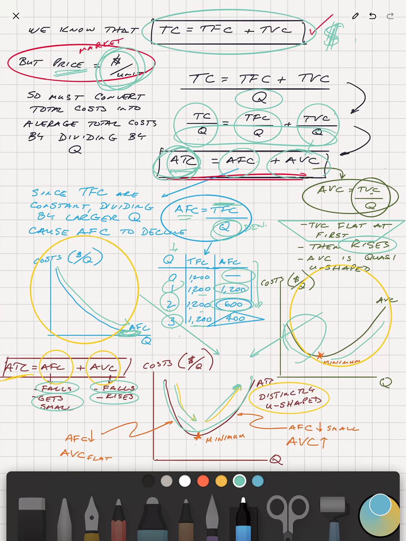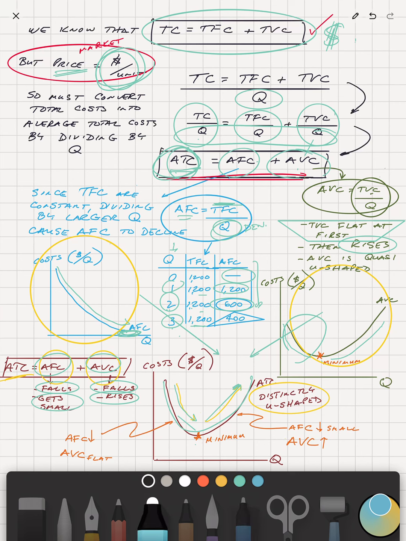Your average total cost is nothing more than the sum of your average fixed costs and average variable costs. Both fall at first, so the average must fall. And then average fixed cost gets really, really small, and average variable cost gets really, really big. It's like a tug of war between the two curves. Therefore, your average total cost curve must kick up and to the right.